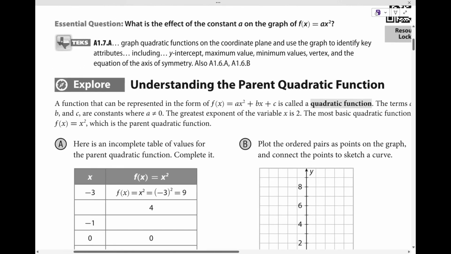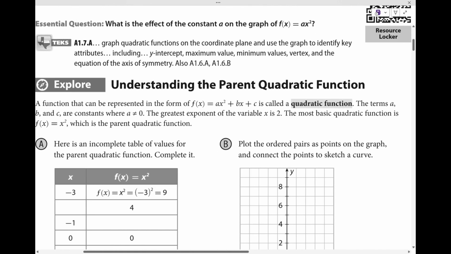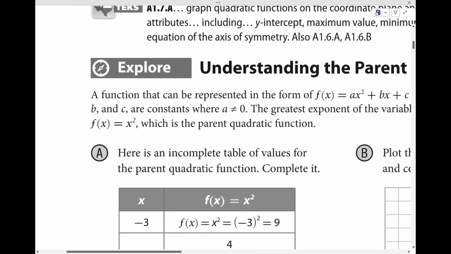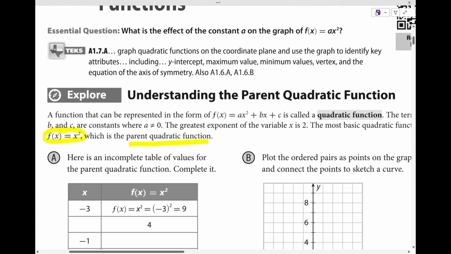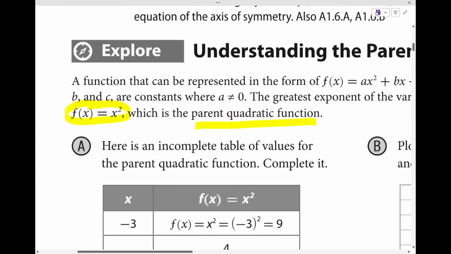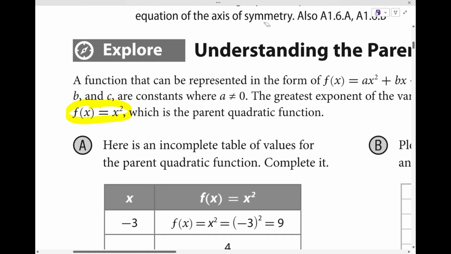Alright. Okay, the most basic quadratic function is this, f of x equals x squared. We call this the parent quadratic function. Okay, it's the most basic, that's what it says, the most basic quadratic function. And so when you think of parent, think of it's kind of like the original, so to speak. So then we're going to have other quadratic functions that take this one and change it up a little bit. Okay, but we call this one the parent function, kind of like the original.